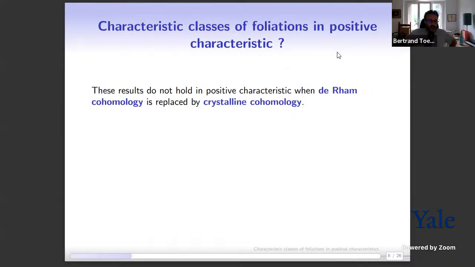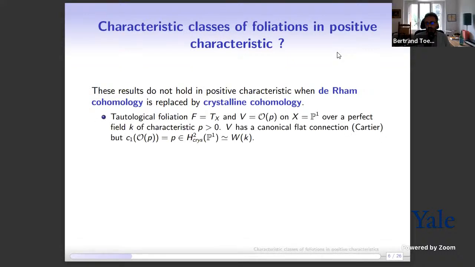Okay, so the first observation is that these results don't hold in positive characteristic when you replace the de Rham cohomology with crystalline cohomology. And by crystalline cohomology in this talk, I will mean crystalline cohomology with coefficients in the Witt vectors, so integral crystalline cohomology. And so the typical counterexample to the Bott vanishing is the following. Take X to be P1, and as a vector bundle, you take O(p), and O(p) is the pullback of O(1) by the Frobenius. So by this Cartier equivalence, you know that it has a canonical flat connection. But still, c1 of O(p) is not zero in crystalline cohomology.